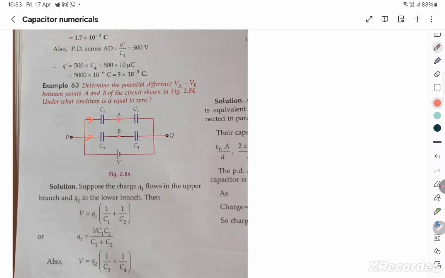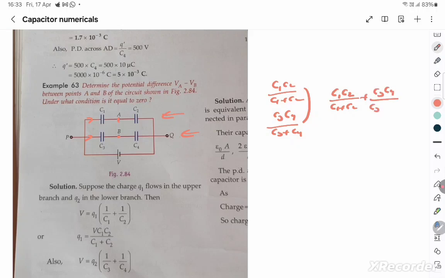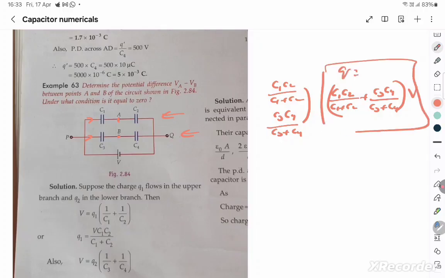So you know C1 and C2 are in series, so it's C1 C2 by C1 plus C2. And C3 and C4 are in series, C3 C4 by C3 plus C4. And they both are together in parallel. So the equivalent capacitance, C1 C2 by C1 plus C2 plus C3 C4 by C3 plus C4, into voltage V will give me the total charge that's going to flow through the entire circuit.